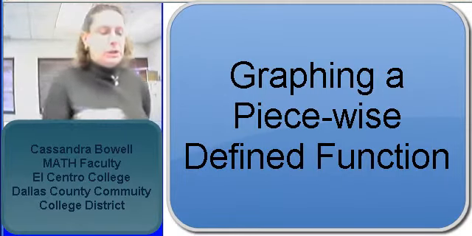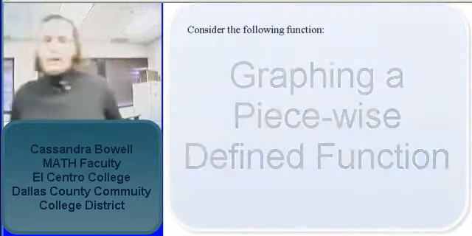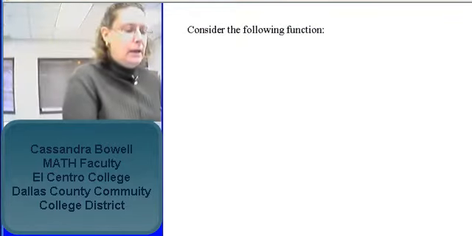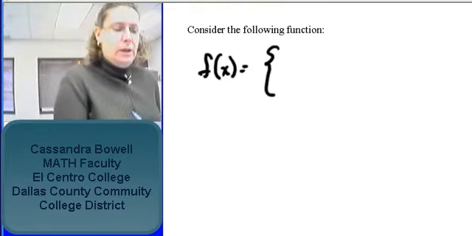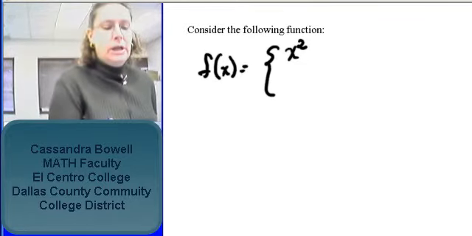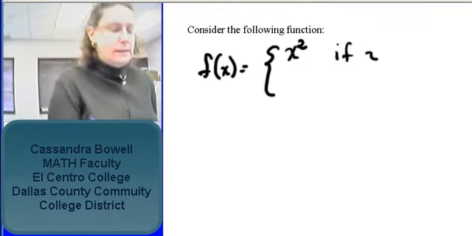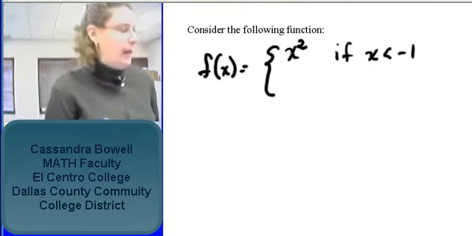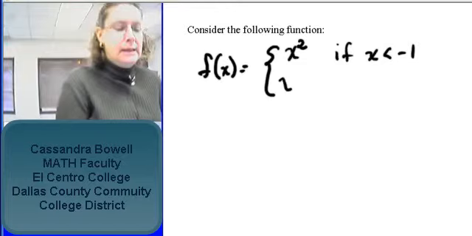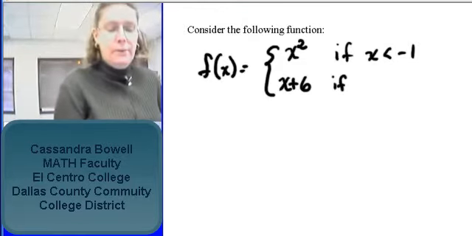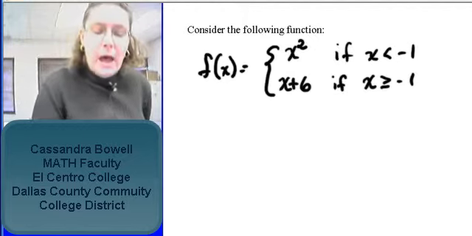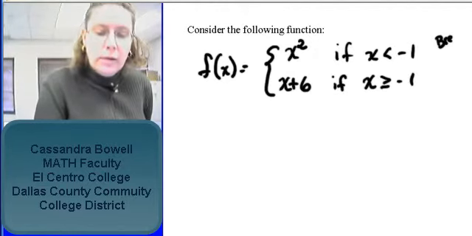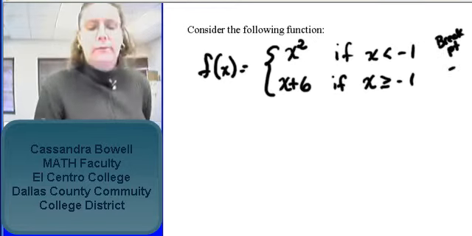So if we look at the next function that we're interested in here, f of x is equal to x squared under the condition that x is less than -1. Okay? And it's x plus 6 under the condition that the number x is greater than or equal to -1. So in this case again, we see the breakpoint being -1. That's where the rule changes.